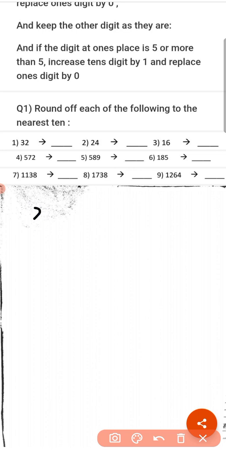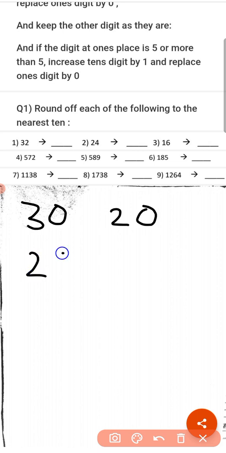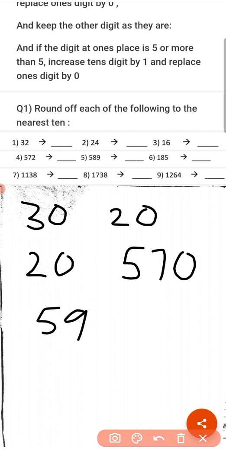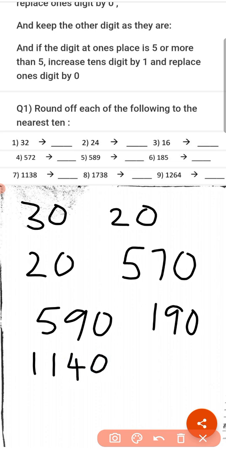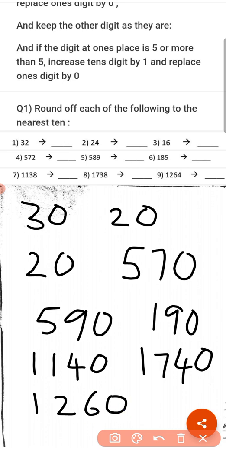So children, when we are rounding the following numbers to nearest 10, 32 becomes 30, 24 becomes 20, 16 becomes 20, 572 becomes 570, 589 becomes 590, then 185 becomes 190, 1138 becomes 1140, 1738 becomes 1740, then 1264 becomes 1260.